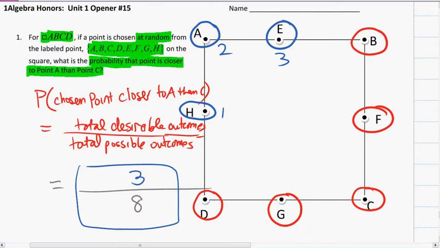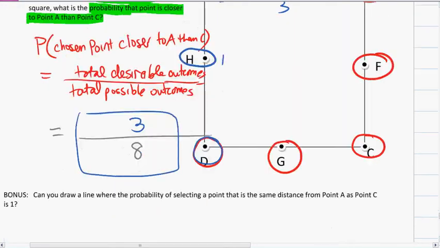The probability of picking a point that is equally close is 2 out of 8. And to get one that's closer to C than A, 3 out of 8.